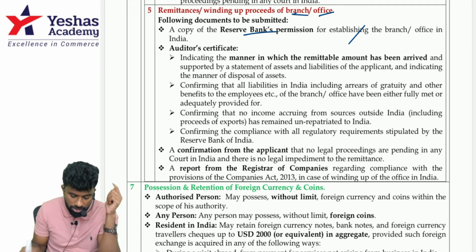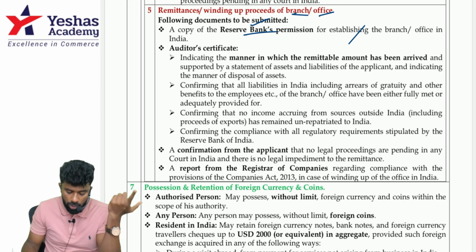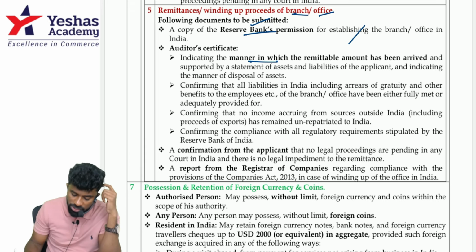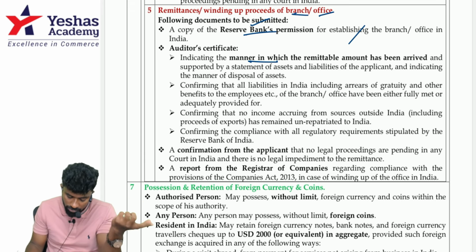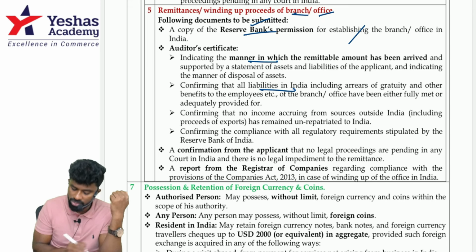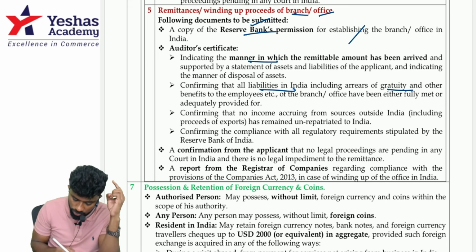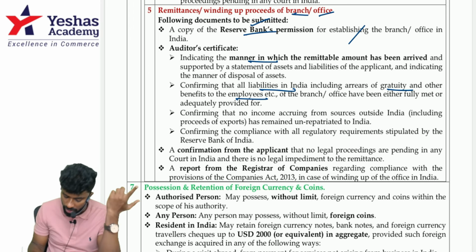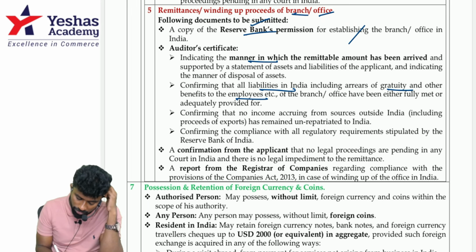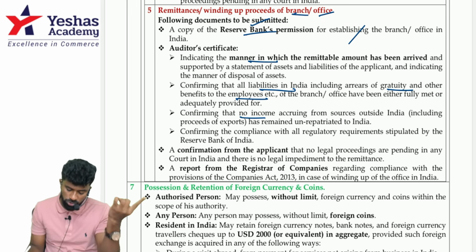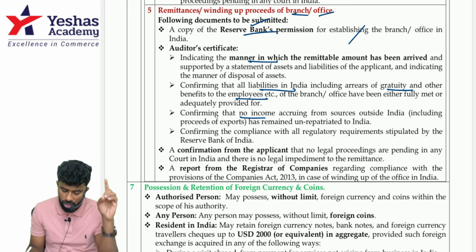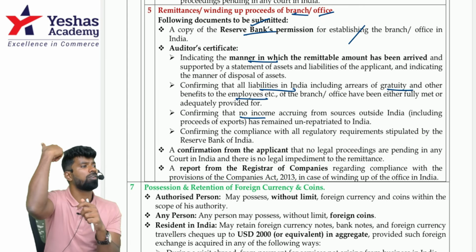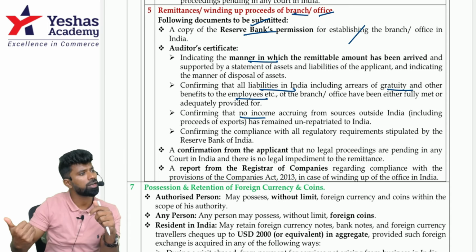RBI required? Yes. The following documents are to be submitted: a copy of the Reserve Bank permission; second, the manner in which the remittable amount has been arrived at, confirming that all liabilities in India, including arrears of gratuity and other benefits to the employees, have been fully met or adequately provided for; and confirming that no income accruing from sources outside India has remained unrepatriated to India. Means whatever foreign exchange was earned has already been brought back to India.